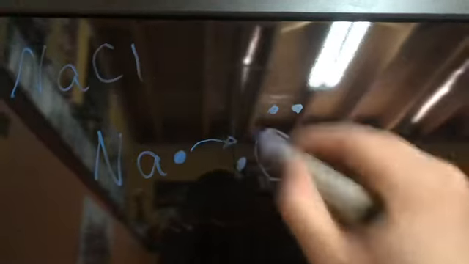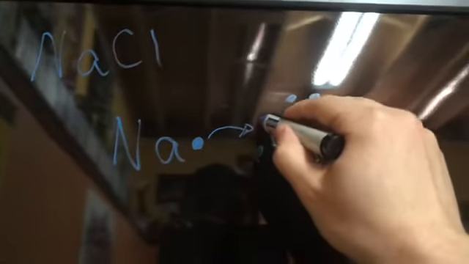Then we have Cl. So Cl is in group 17, or as I called it as well, group 7a, because it has 7 valence electrons. So remember that the elements want to have 8 electrons in their outer shell to be stable. So right now sodium has 1, so it just wants to get rid of that 1 electron. And Cl has 7, so it just wants to gain that electron. So what's going to happen is this electron is going to jump over to chlorine. I'm just going to put an X there to represent that.